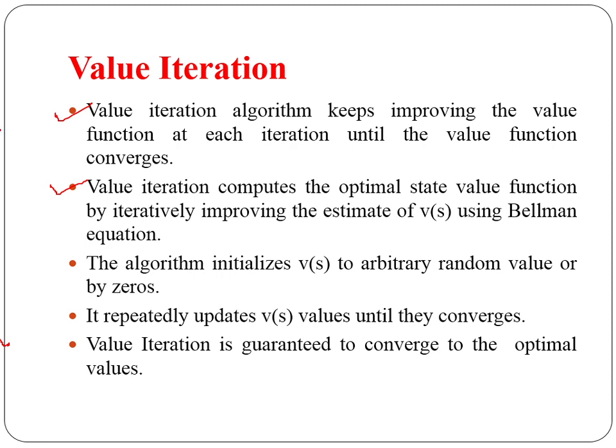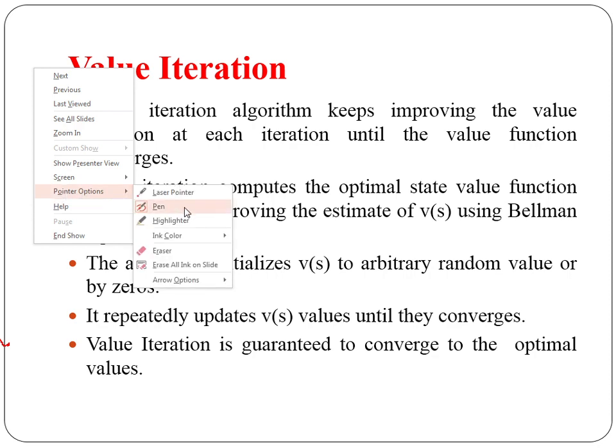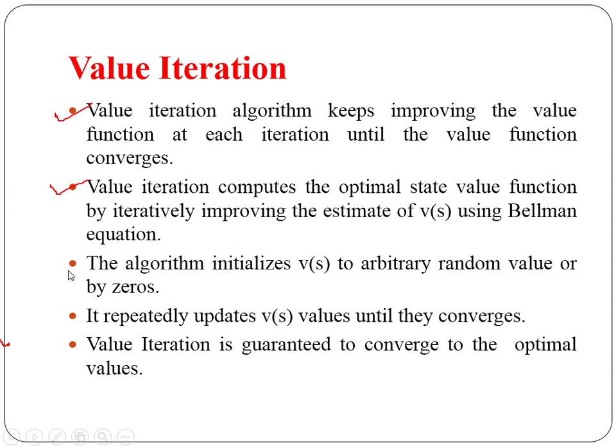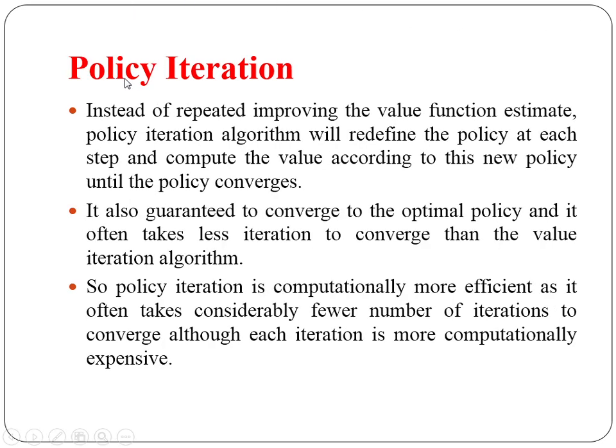Because you are finding each possibility, any one of the possibilities will have a maximum value, giving a maximum reward. That maximum reward we have taken from each state, and by combining all of this, we are finding the optimal policy. In this way we have taken all the steps here. Value iteration algorithm keeps improving the value function. This we completed.